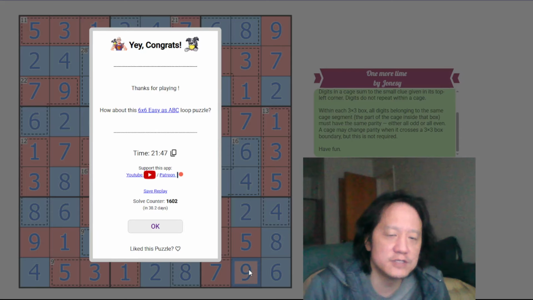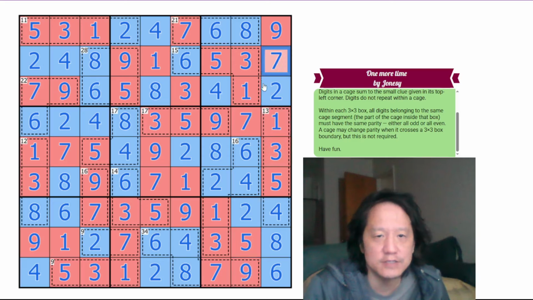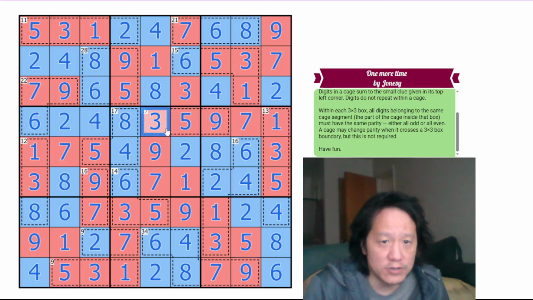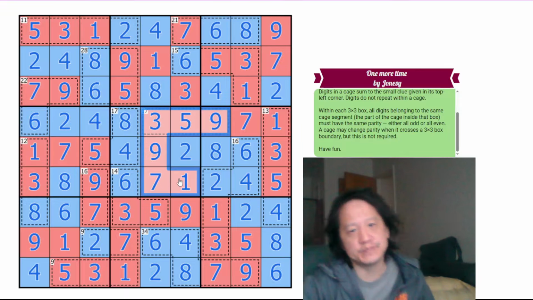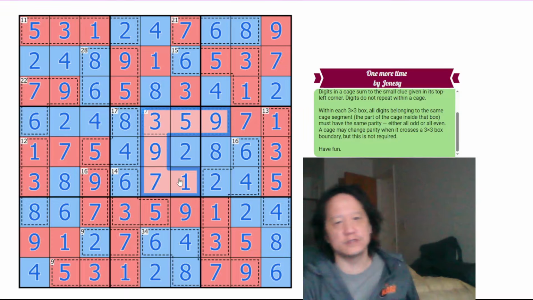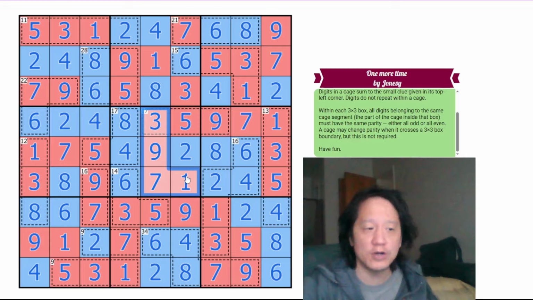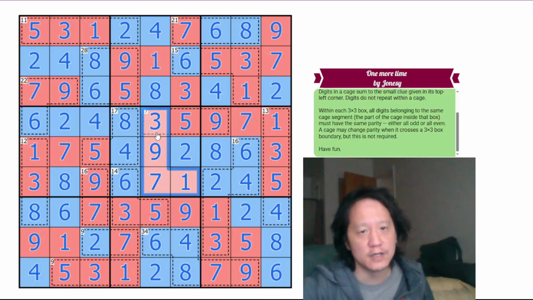How about this 6x6 easy as ABC loop puzzle? That's okay. We have done our easy puzzle here. Very cool, actually. Because of the rule constraints, we knew that we were probably going to be using a lot of even and odd digits. There's quite a few puzzles that use this technique a lot.